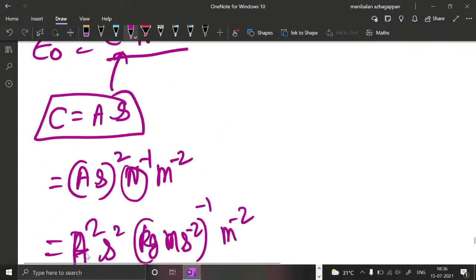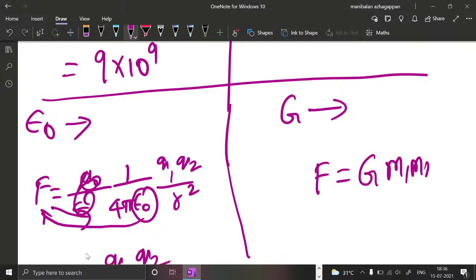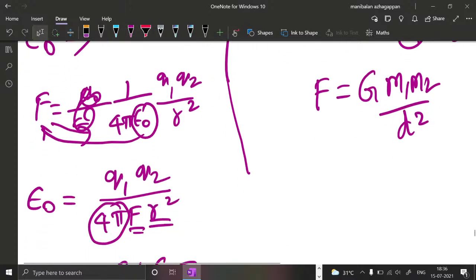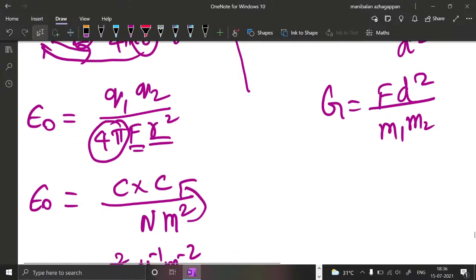On the other side we have the same capital G as the constant here, the universal law of gravitation. So F is equal to G times m1 m2 divided by d square. Here the force of attraction, m1 mass and m2 mass. Distance will be d or r, whatever you want you can take it. If you want G as the subject, remaining everything you can take to one side, m1 m2.